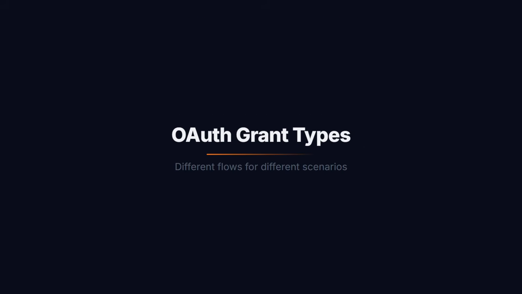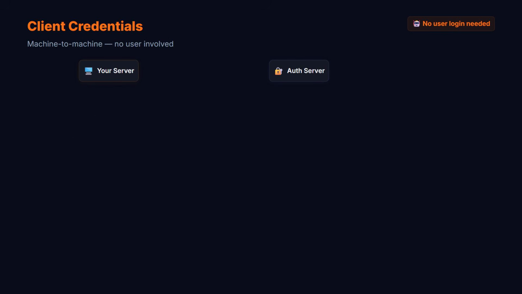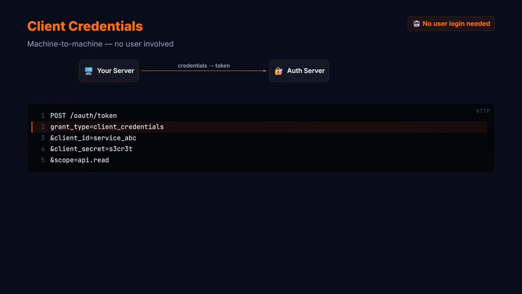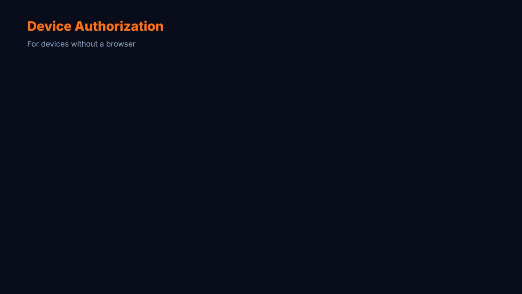The authorization code flow is the most common one, but OAuth actually has a few different grant types for different situations. First, there's client credentials. This is for machine-to-machine communication, no user involved at all. Your backend service just authenticates using its own credentials. It's what you'd use for things like microservices talking to each other, cron jobs, or backend-to-backend API calls. Then there's device authorization.